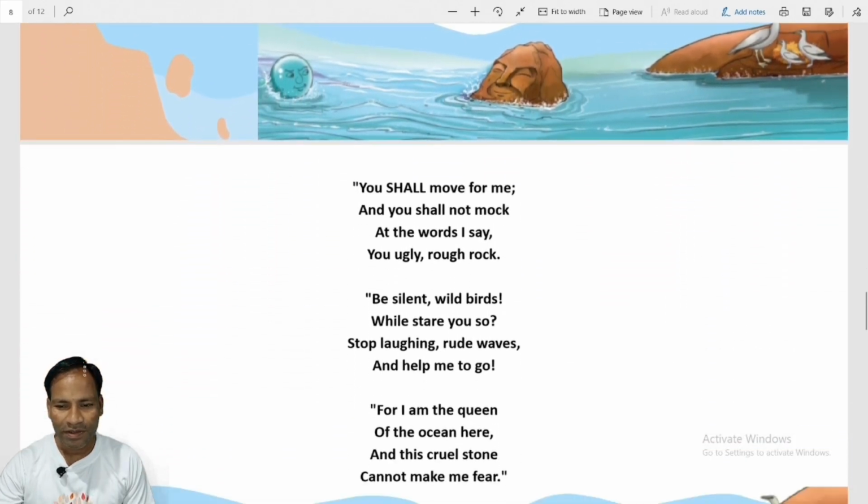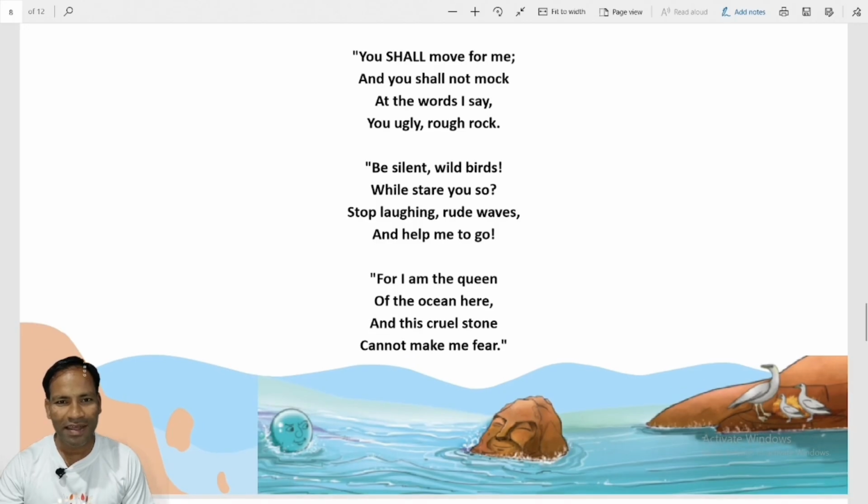तो अब बबल को गुस्सा आ गया है कि मैंने कुछ कहा है, मैं एक सुप्रीम पर्सनालिटी हूँ यहाँ पे, और वो रॉक जो कि क्लमसी बुरा दिखाई दे रहा है वो मेरा नहीं मान रहा है. तो देखो क्या बोलता है गुस्से में, You shall move for me. शॉल देखो कैपिटल में दिया है, इट मीन्स इट्स स्ट्रेस, उसको ज़्यादा एम्फेसिस किया है. You must move for me and you shall not mock at the word I say, you ugly rough rock. और you shall not mock, you cannot make fun of me.